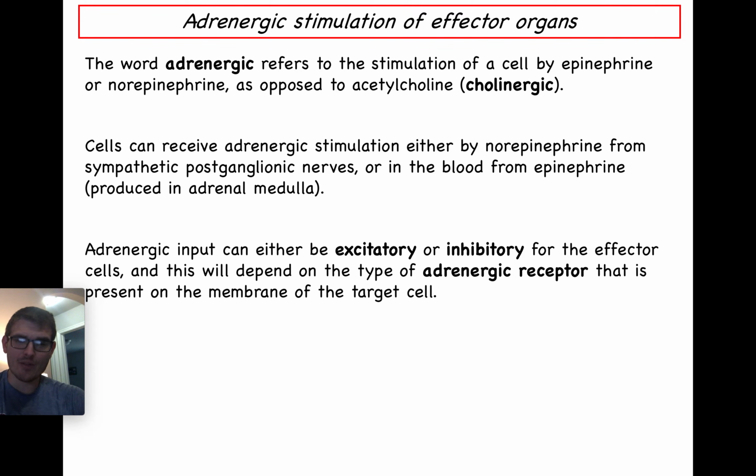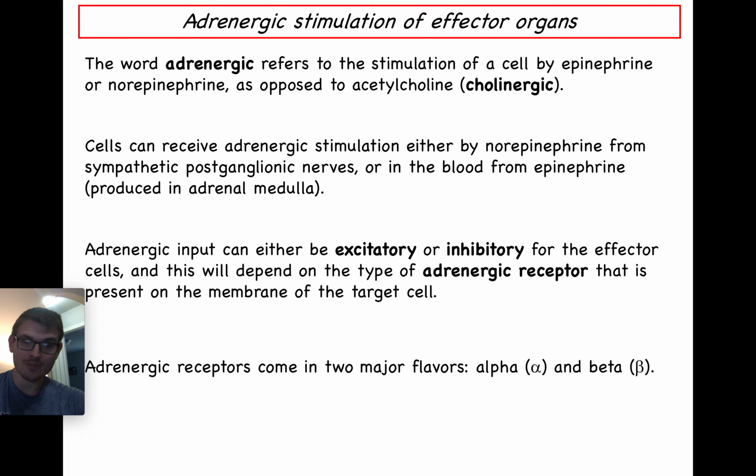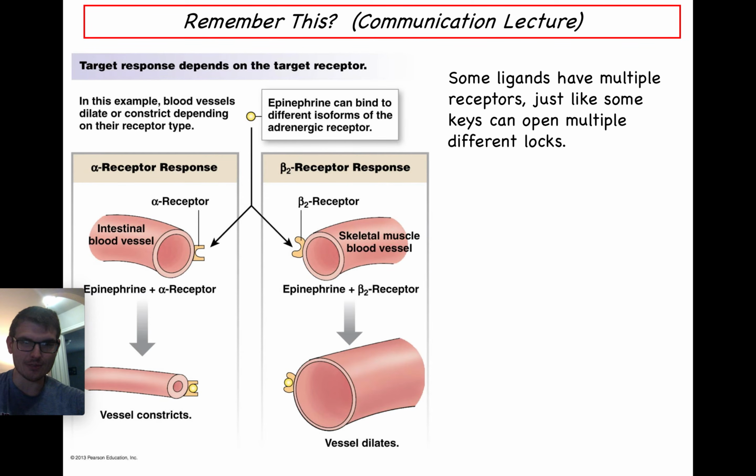So just like with the muscarinic receptors, adrenergic input can either be excitatory or inhibitory. You've got to know what kind of ion channel you're opening. So as such, we're going to have more than one type of adrenergic receptor. We have two major flavors of them, and we talked about this a little bit. These are called alpha and beta receptors.